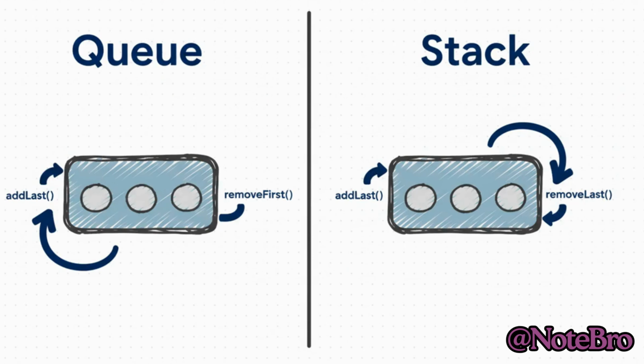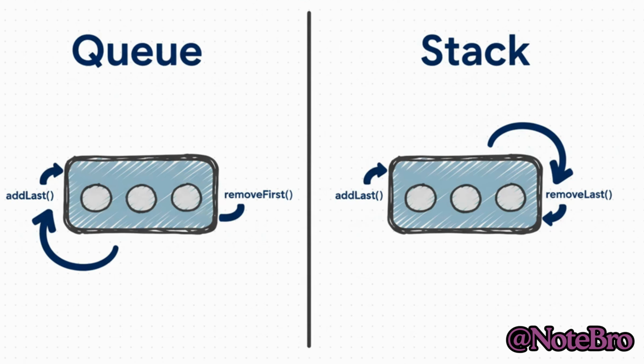This is where the whole hybrid idea just clicks. Look, if you only ever use add last to put things in and remove first to take them out, what do you have? A perfect first in, first out queue. But if you switch your strategy and only use add last to add and remove last to remove, you've just created a last in, first out stack. It's one data structure that can be a perfect stand-in for two others.